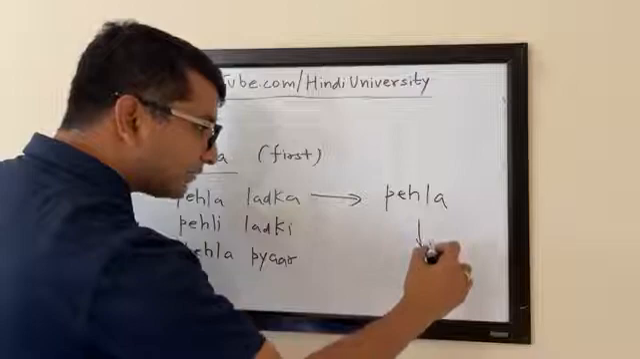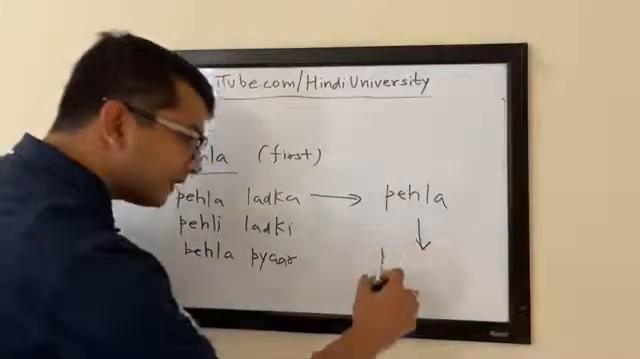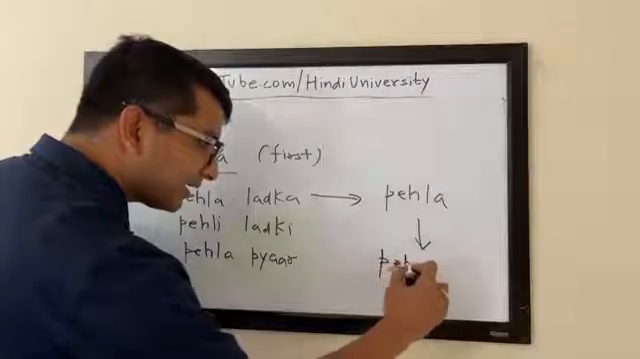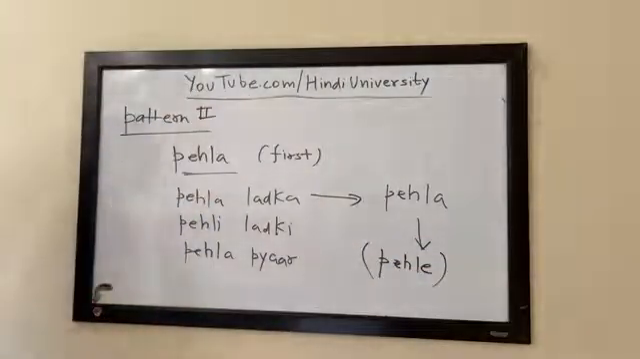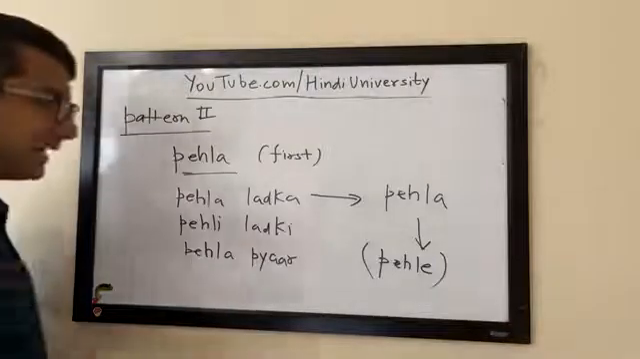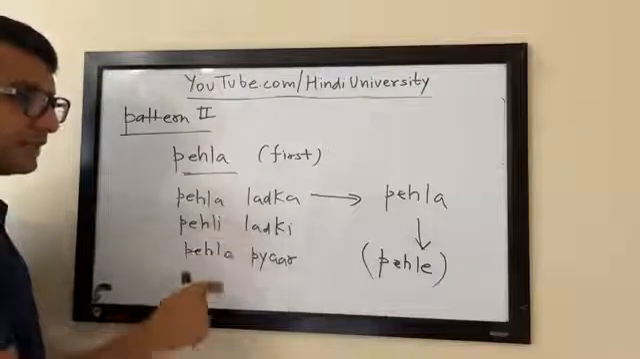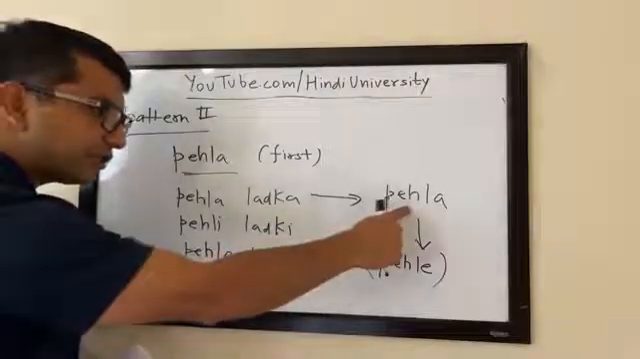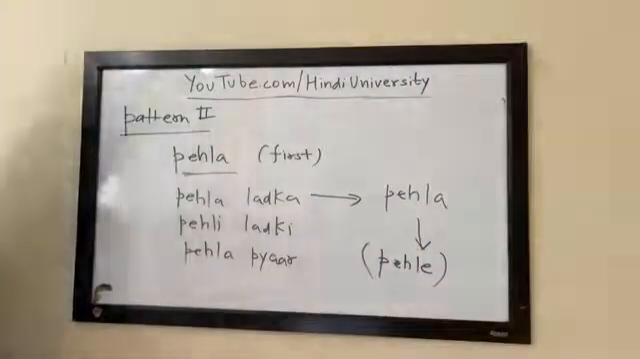Make an oblique case of it. पहले लड़के. Very good, pehle. Okay, so this can be used as an adverb. Again, there was an adjective. We tested it out, it's an adjective. We took the masculine singular form of it. We made an oblique case of that, pehle.